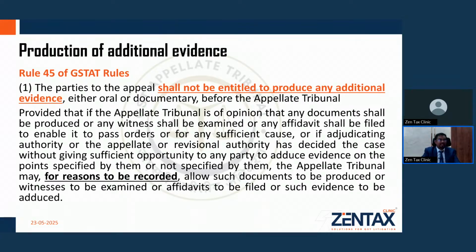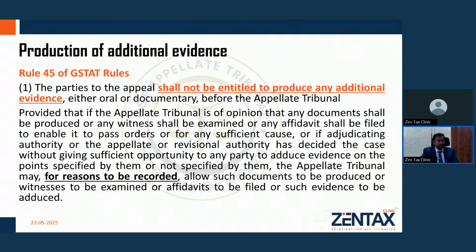But the proviso that immediately follows says that if there was sufficient cause, or that the adjudicating authority or the appellate or the revisional authority did not give the opportunity at all to present such evidences, then the appellate tribunal may record the reasons that it is considering an additional evidence, though it was not presented earlier, then only it can allow such documents to be produced.